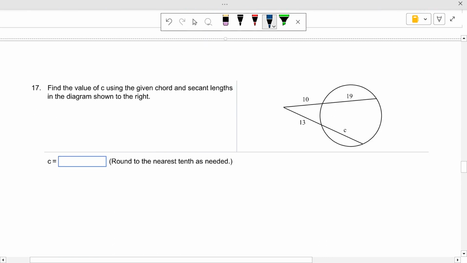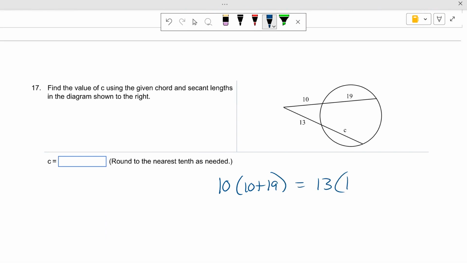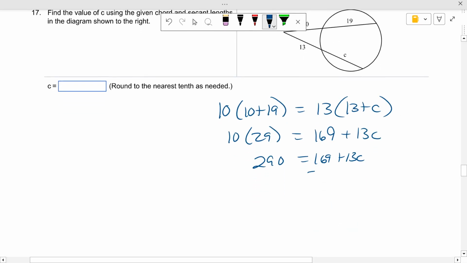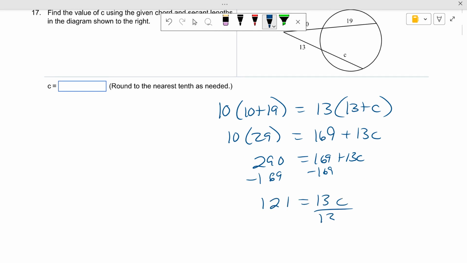And the last one, the outside times the whole thing equals the outside times the whole thing. So 10 times 29 equals 169 plus 13c. Or 290 equals 169 plus 13c. If we subtract 169, you get 121 equals 13c. Divide by 13. C equals what? 9.3.